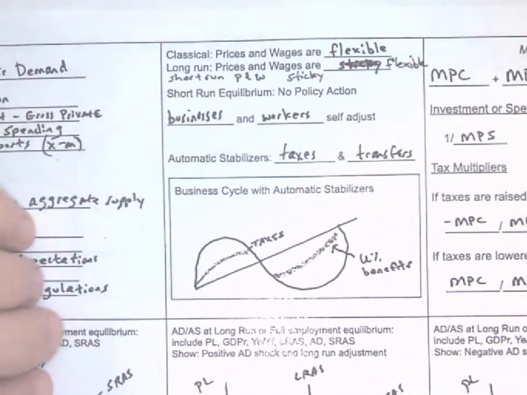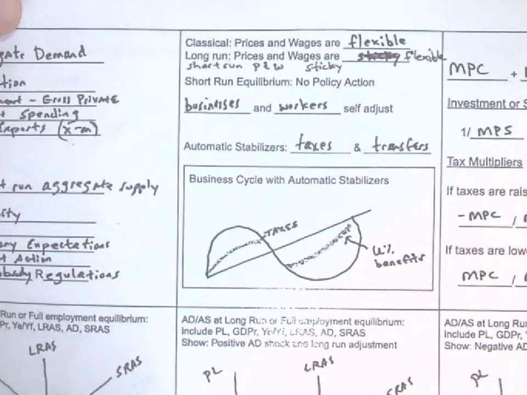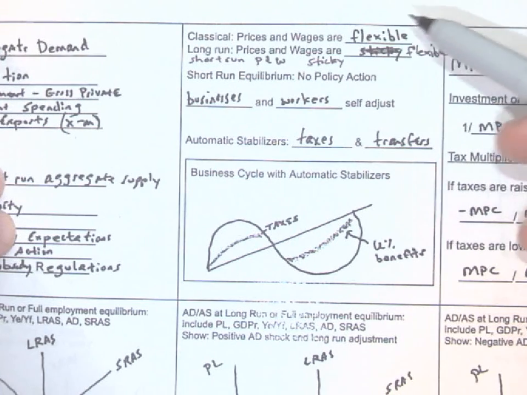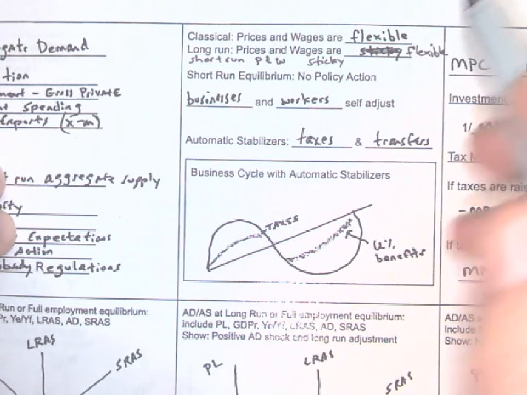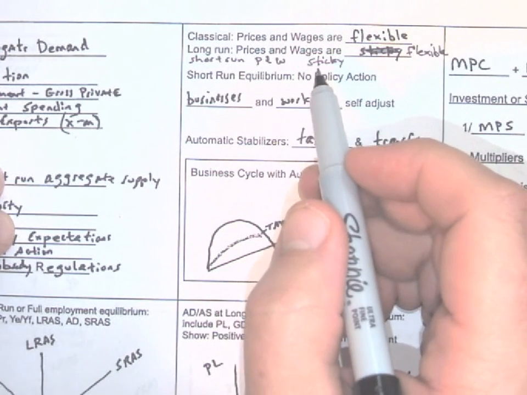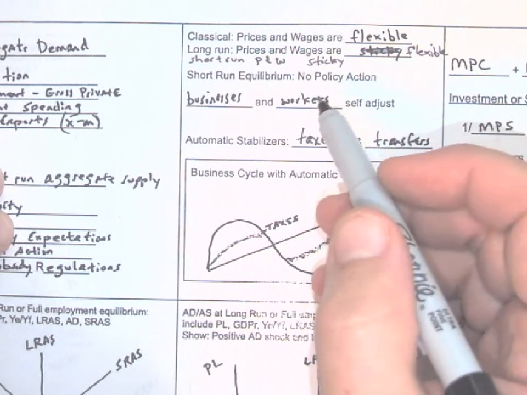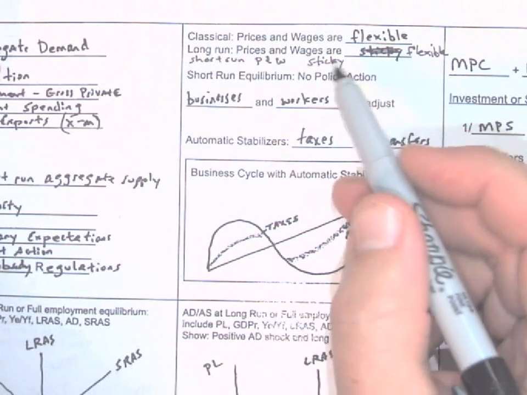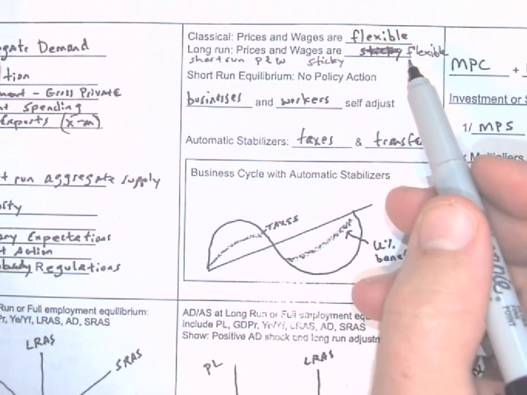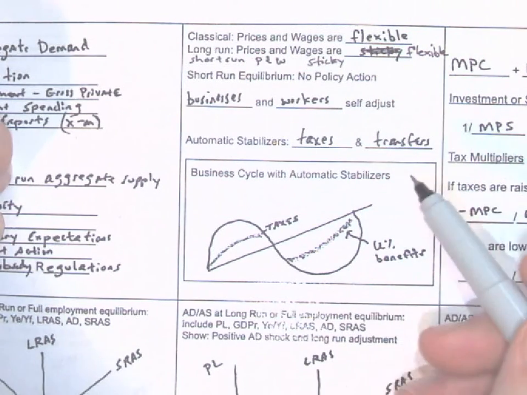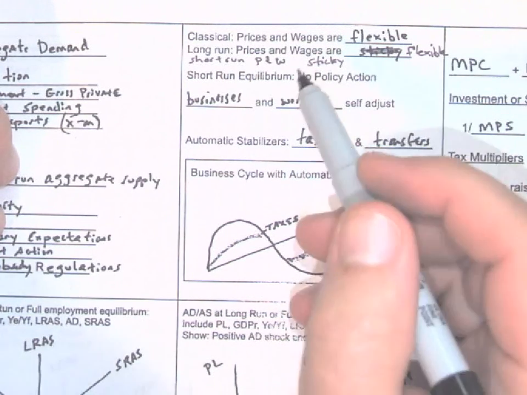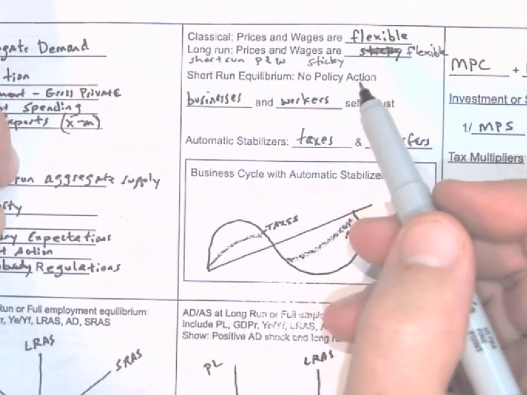Now, a couple of things that we covered when it came to the short run and long run. In the classical model, remember, prices and wages were always flexible, and that's going to end up being proven wrong because we have short-run equilibriums where prices and wages are sticky. Just remember menu costs, and workers not willing to adjust wages in short-run situations. In the long run, though, those prices and wages are flexible, and that's what's going to lead to our long-run adjustments.